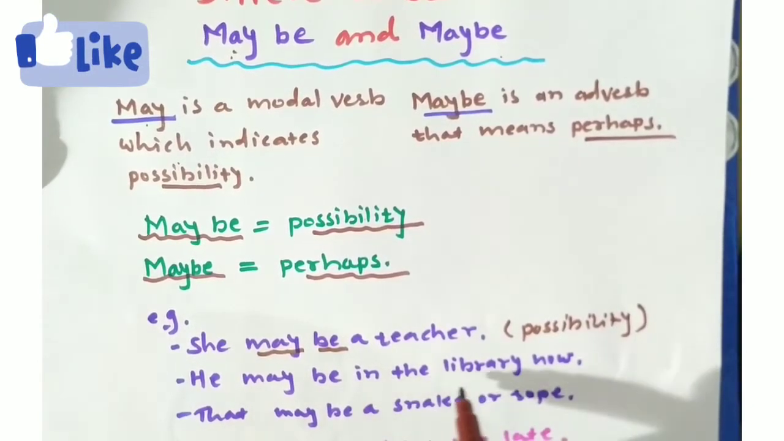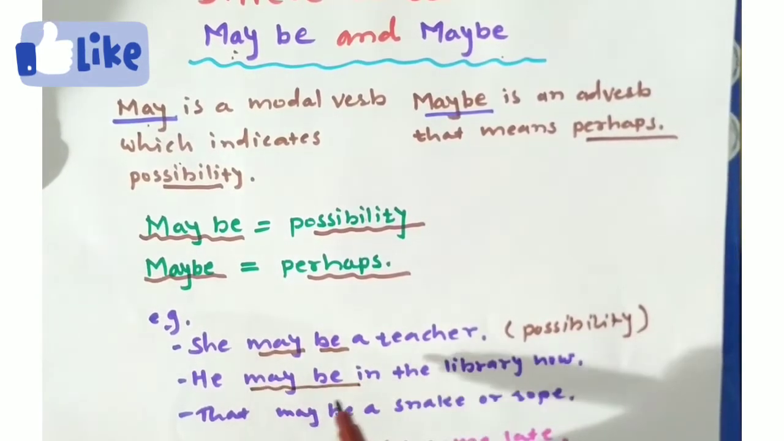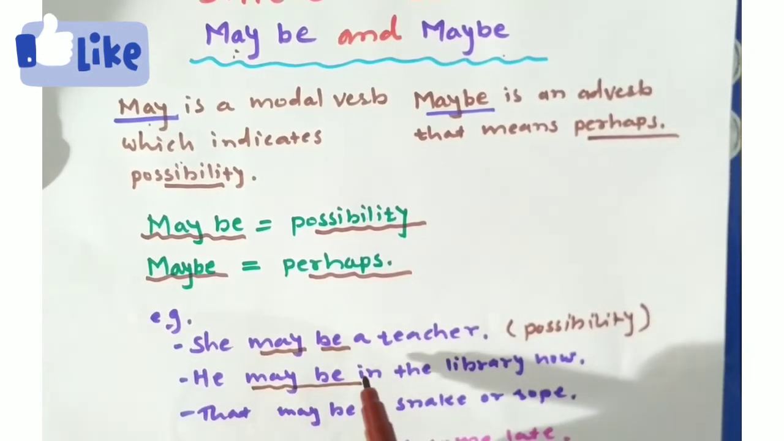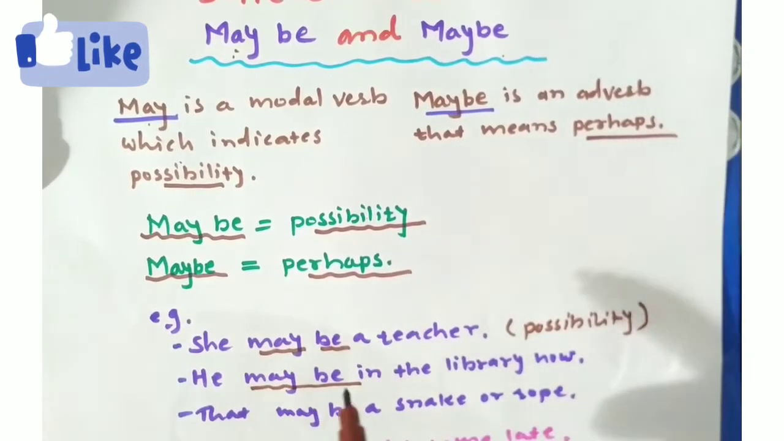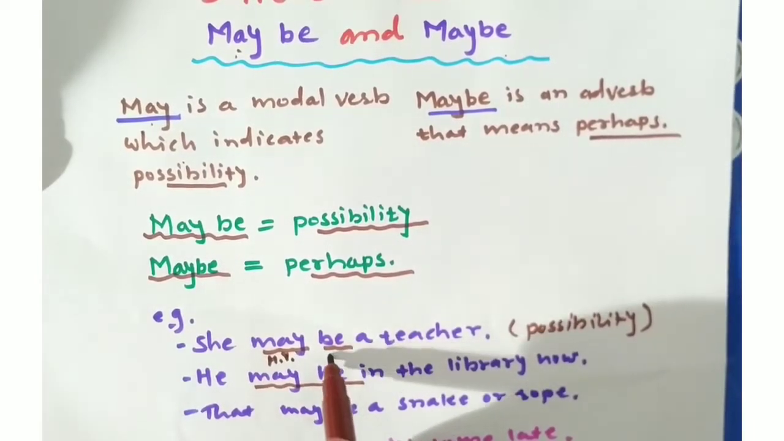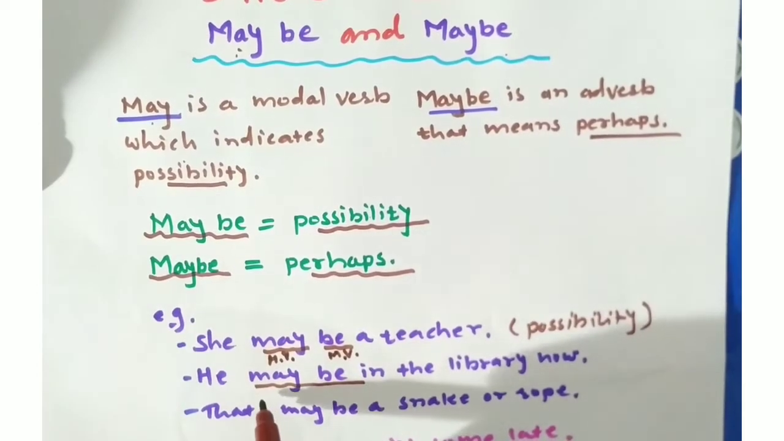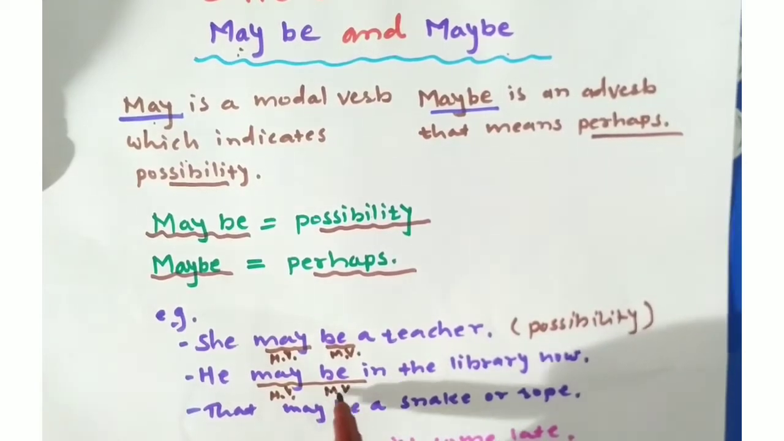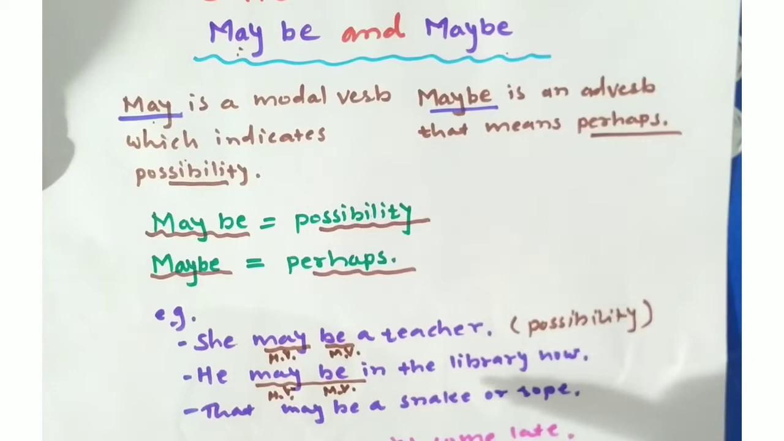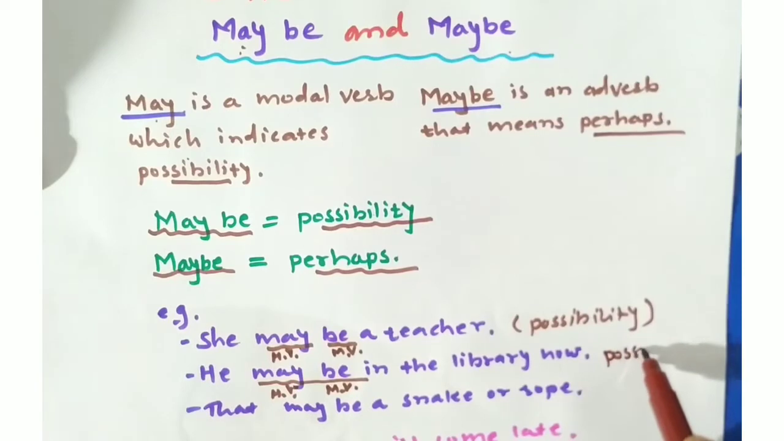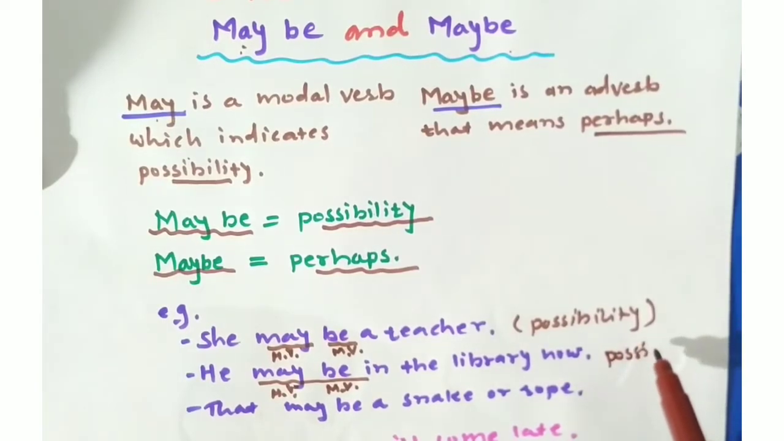He may be in the library. Again, "be" is separate. "May be" is not a single word, but two separate words. "May" is a modal auxiliary verb, a helping verb, and "be" is the main verb. Understood? He may be in the library means, again, possibility. There is a possibility of his being in the library, right? Hope you understood.